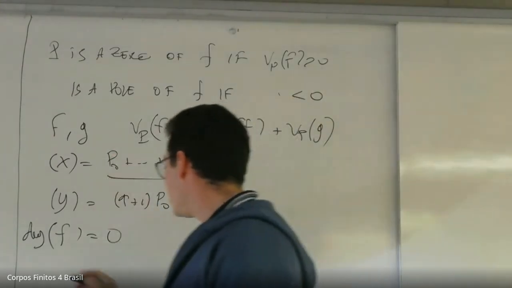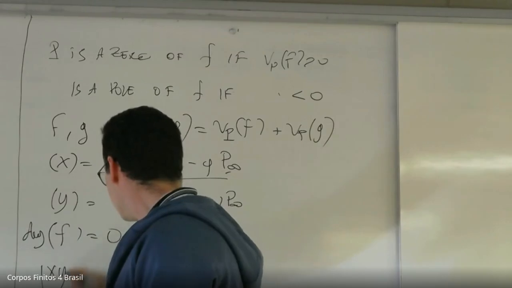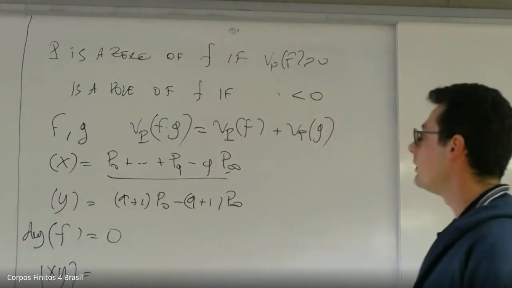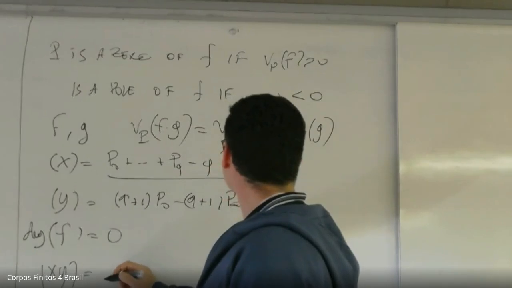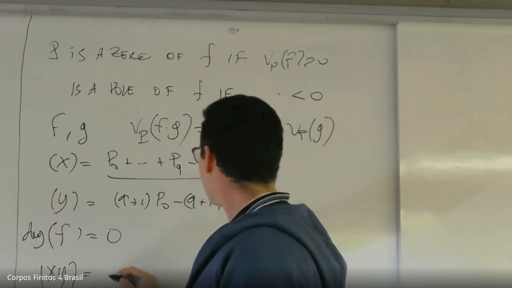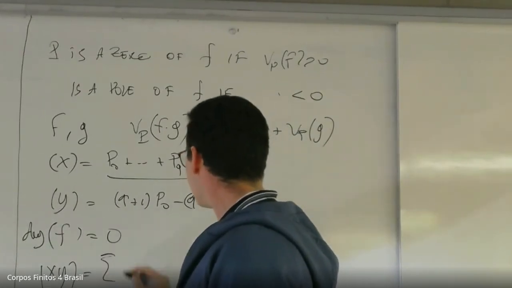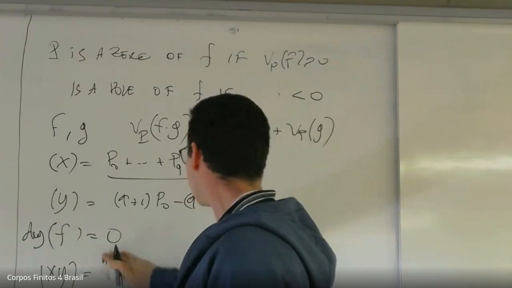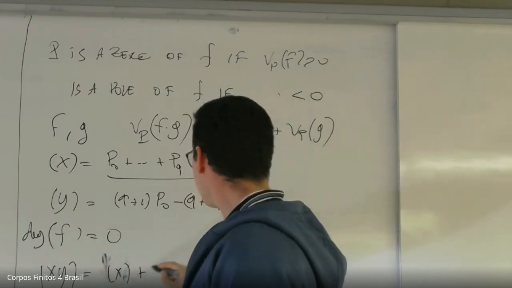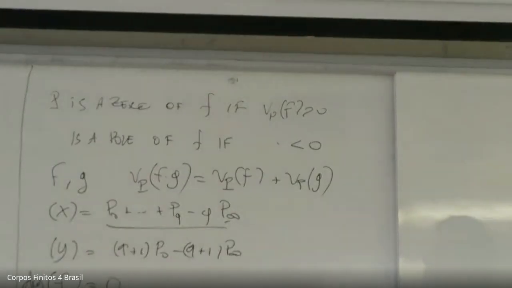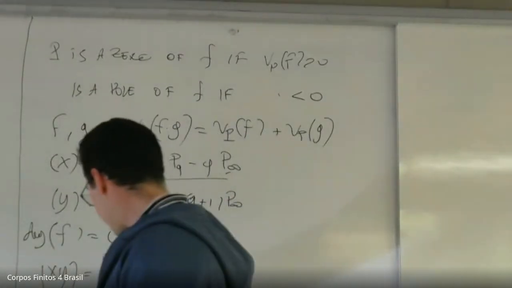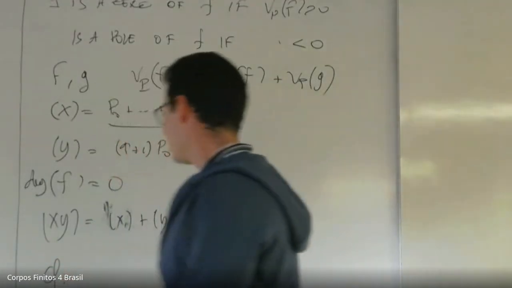So for instance, here I may inquire about the divisor of x and y, and so I have just the sum of the divisor of x plus the divisor of y. This suggests a nice trick that I may want to do. So consider, for instance, here now this homomorphism.